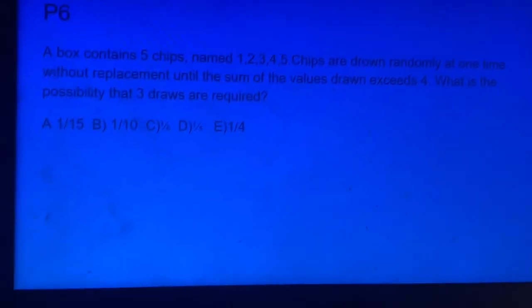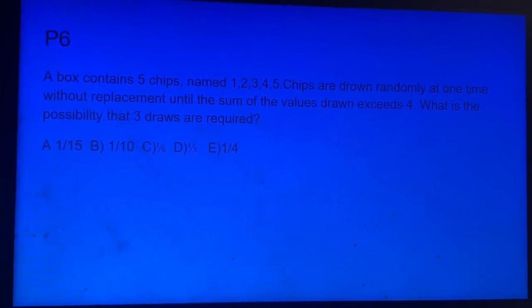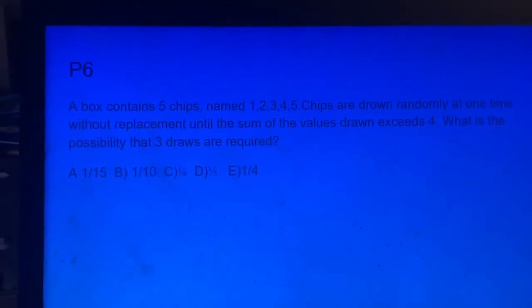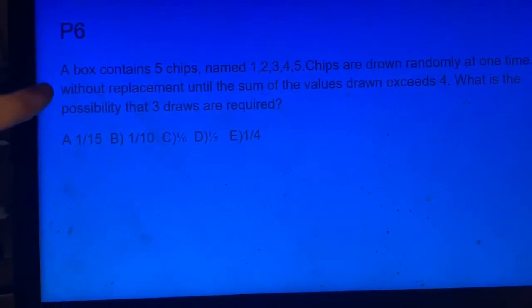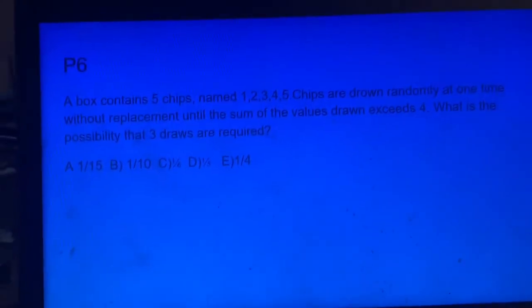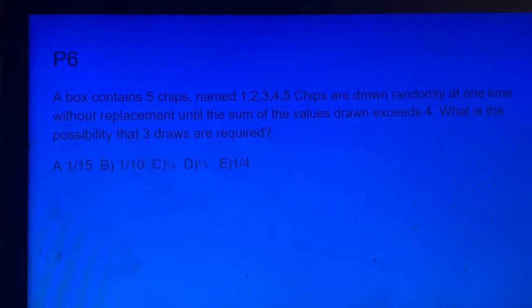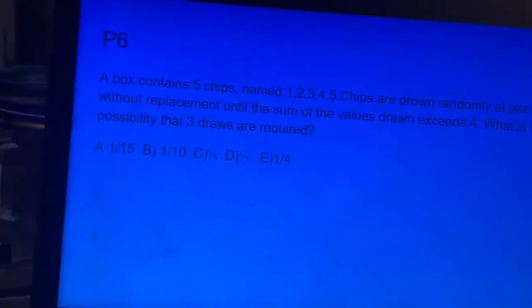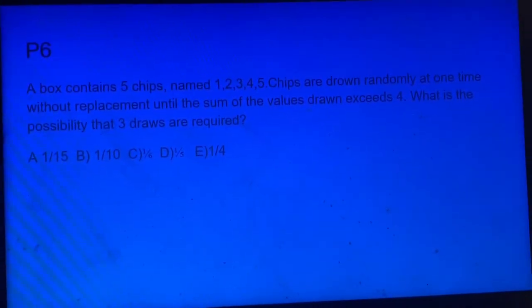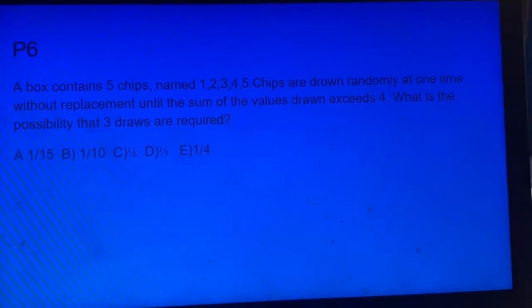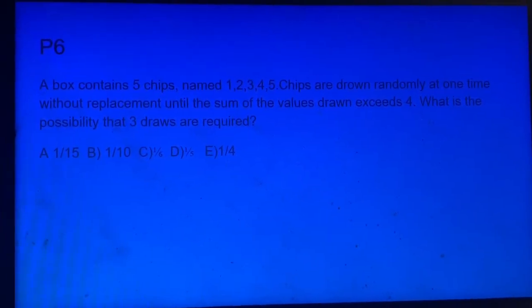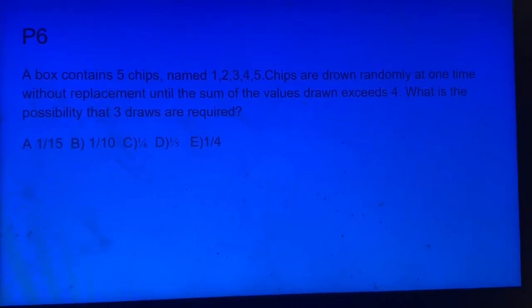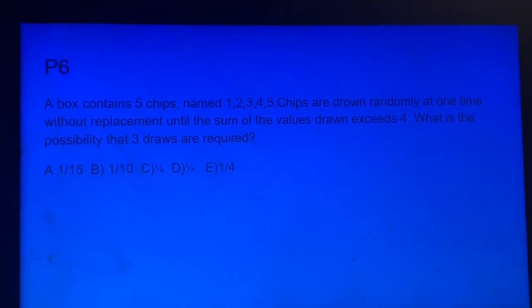A box contains 5 chips named 1, 2, 3, 4, 5. Chips are drawn randomly one at a time without replacement. Remember, without replacement is very important. Chips are drawn until the sum of the values drawn exceeds 4. What is the probability that 3 draws are required? Okay. Without replacement means if you get a chip, you don't put it back, which means each chip can only be used once.